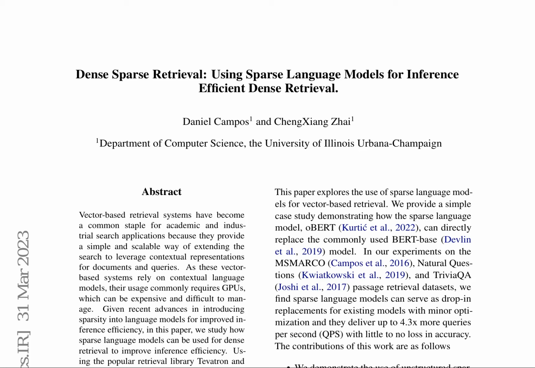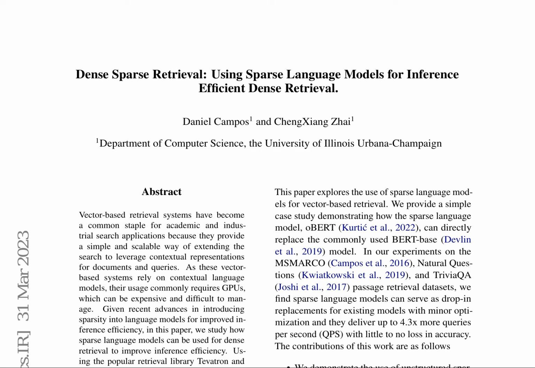Vector-based retrieval systems rely on contextual language models to extend search capabilities, but their reliance on GPUs can be expensive and difficult to manage. To address this, researchers Daniel Campos and ChengXiang Zhai propose leveraging unstructured sparsity in language models for dense retrieval. By doing so, they demonstrate that sparse language models can be used as direct replacements for existing models, achieving up to 4.3x more queries per second with little to no loss in accuracy.